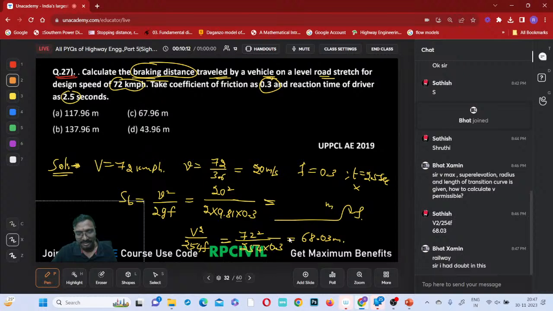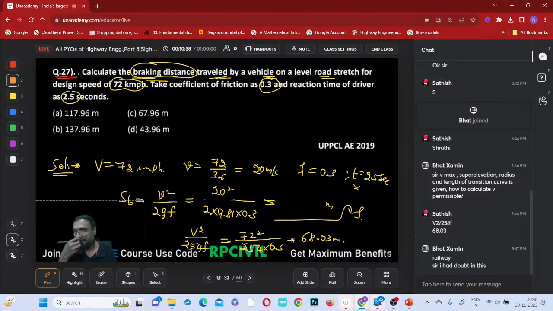Yeah, that you can calculate, right? Length of transition curve. There are various formulas you have for the length of transition curve. Based on the length of transition curve, the permissible speed is given, right? 134 EA by VD, like that you have, right? 198 EA by D, like that you have, right? V maximum equal to 134 EA by L, 198 EA by L. That is one formula, right?